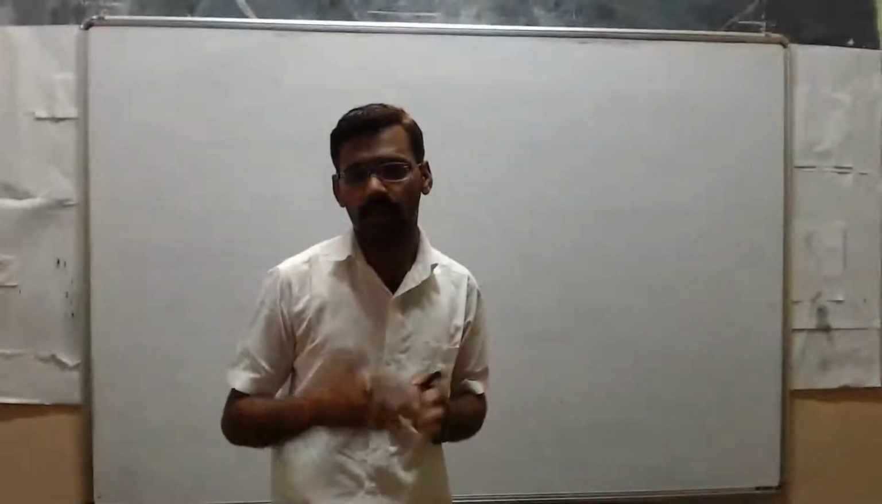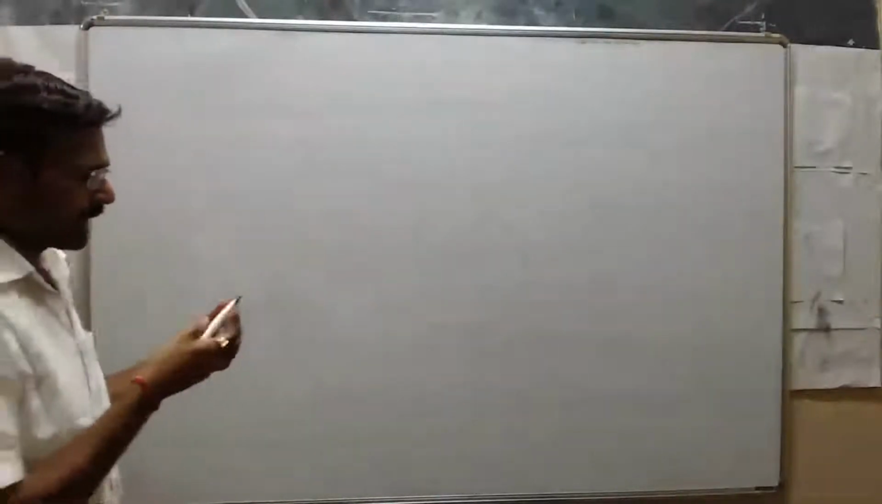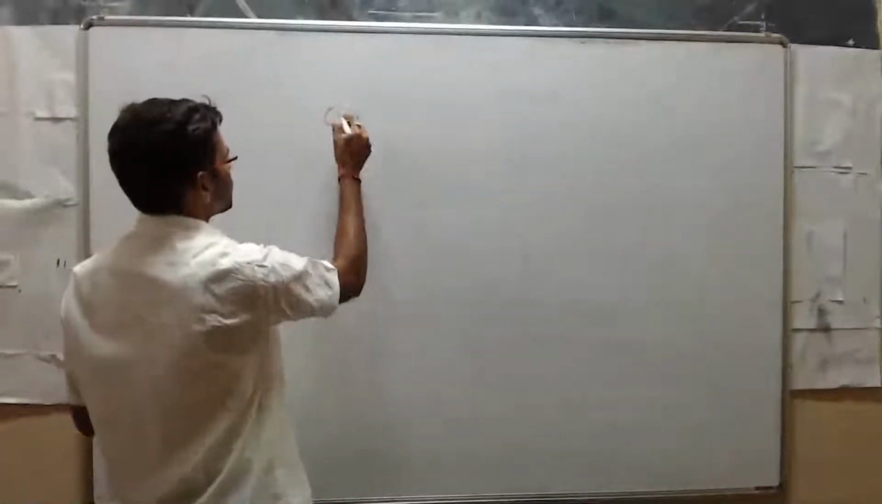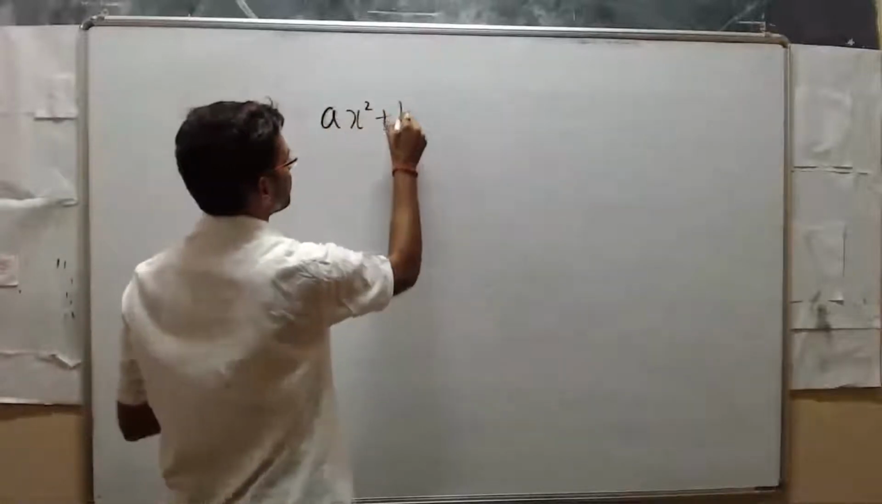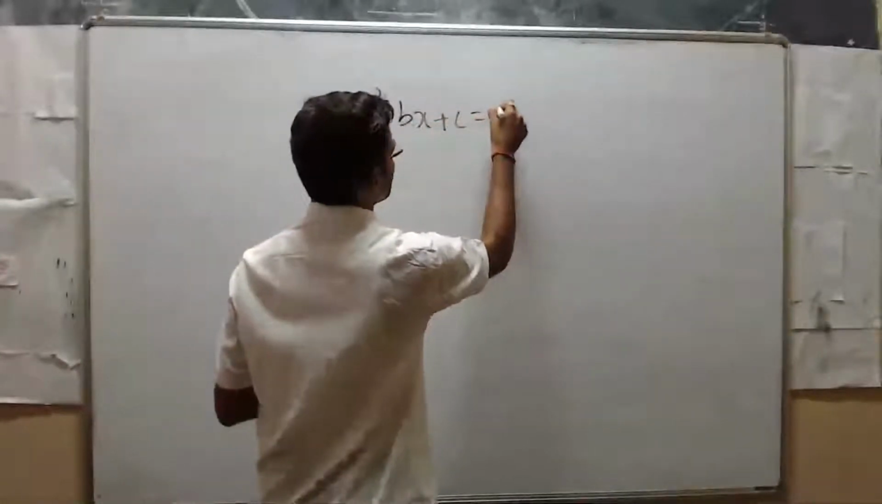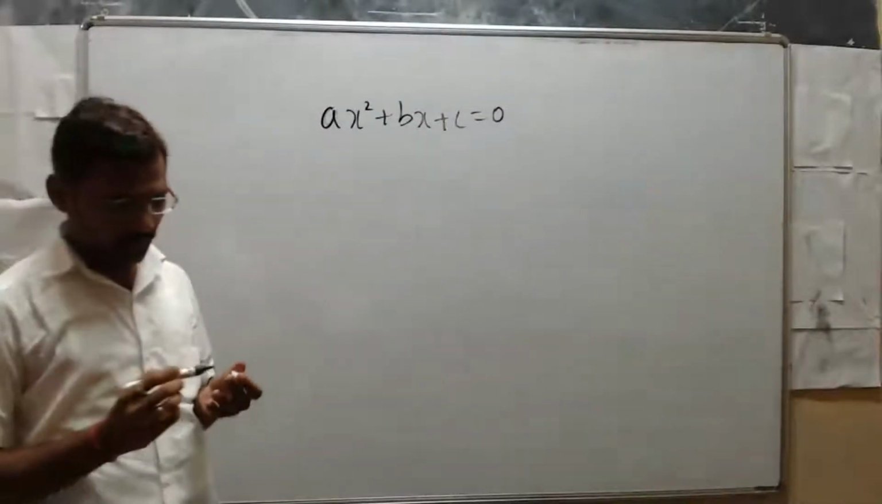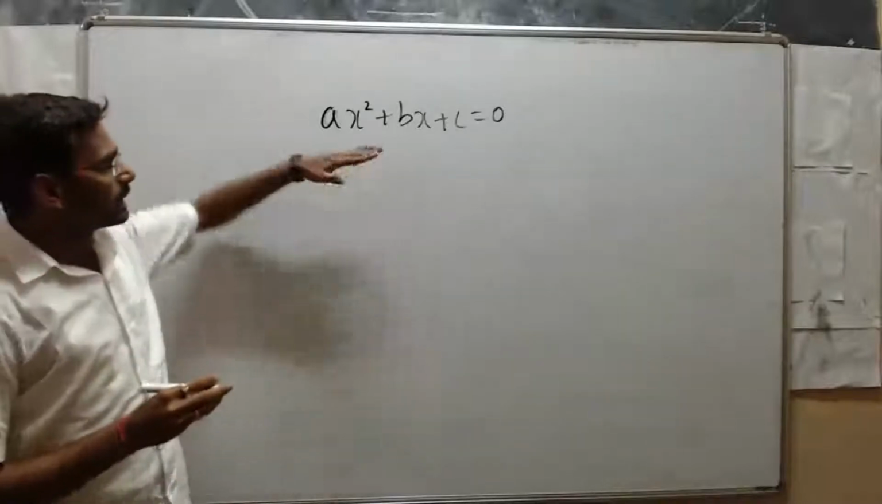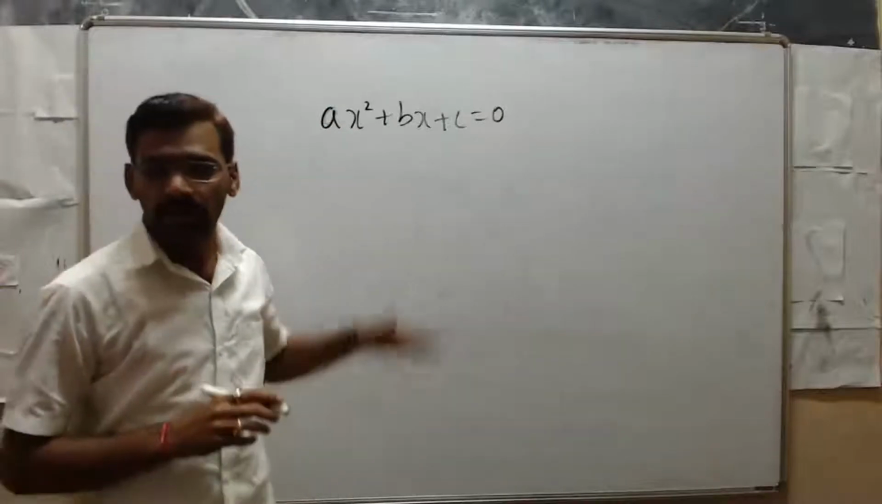So what is the nature of roots? How we can find the nature of roots? What is the way to find the nature of roots? First, the standard form of quadratic equation. The standard form of quadratic equation is ax square plus bx plus c is equal to 0.